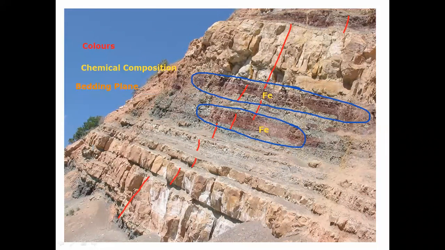Now what is the meaning of bedding plane? Bedding plane means the boundary or junction between two beds. The boundary or junction between two beds is considered a bedding plane. Now I have marked the bedding planes here. Now these are the bedding planes.